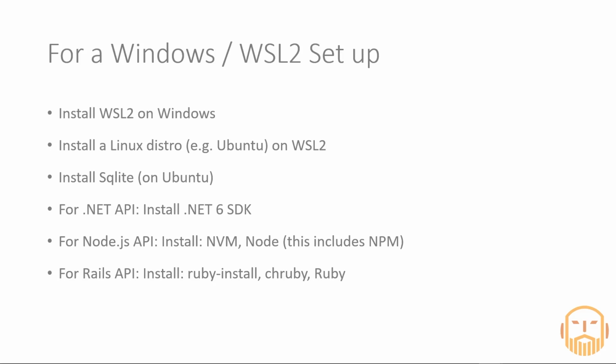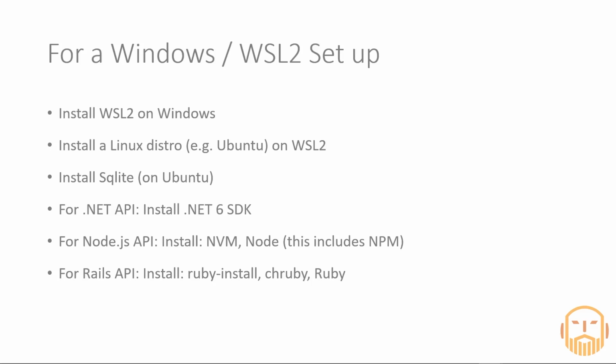For Rails, this is a little bit more involved. But this is the way I recommend you install Ruby on both a Mac and on Linux. The first thing that you should install is a little package called ruby-install. What that allows you to do is install different versions of Ruby. But before you actually start installing versions of Ruby, just install ruby-install. Then we're going to install the version manager, which is chruby.